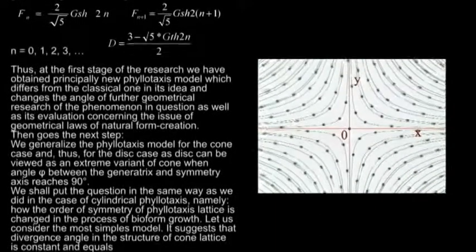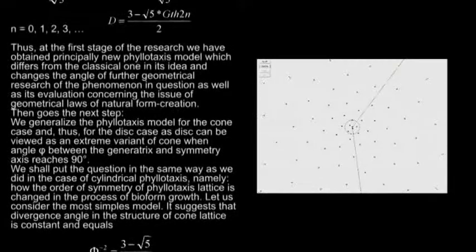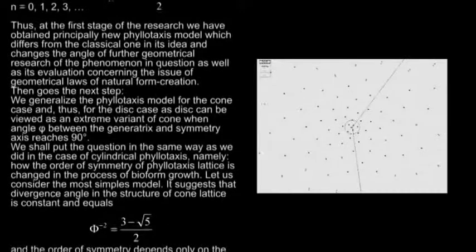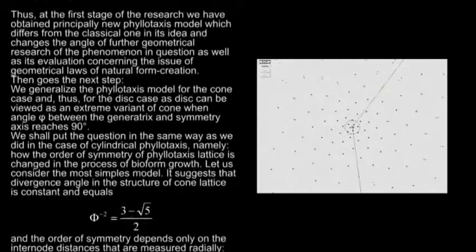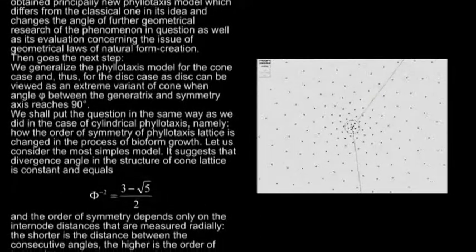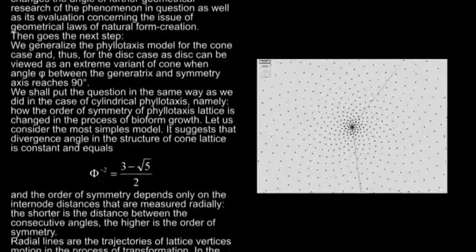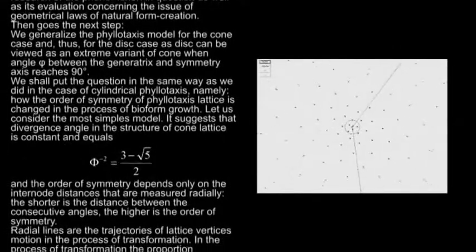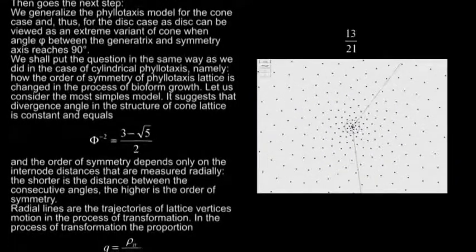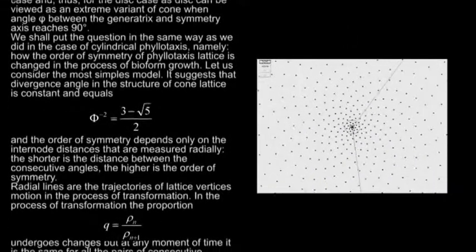Then goes the next step. We generalize the phyllotaxis model for the cone case, and thus for the disk case, as a disk can be viewed as an extreme variant of a cone when the angle phi between the generatrix and the symmetry axis reaches 90 degrees. We shall put the question in the same way as we did in the case of cylindrical phyllotaxis, namely, how the order of asymmetry of the phyllotaxis lattice is changed in the process of bioform growth.